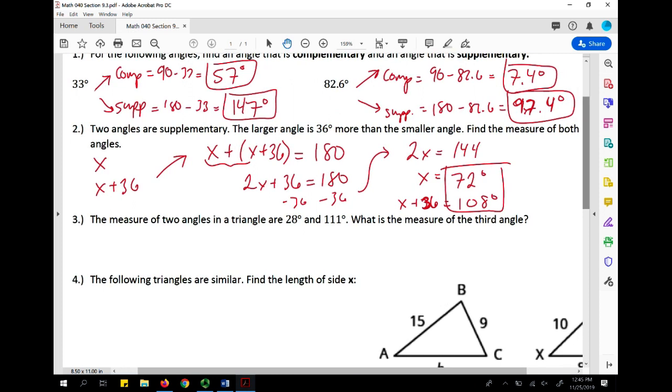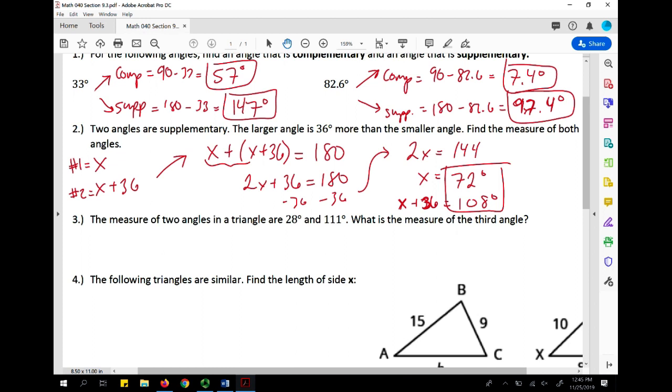Anyways, the reason I'm solving it is because, see, this is like angle number 1. This is like angle number 2. So we solved for angle number 1 with the equation x equals 72. And then I went back and got the other one by adding 36 to that because that's the relationship of the two. And you can check that you got the right answers because they should add up to 180 because they're supplementary.